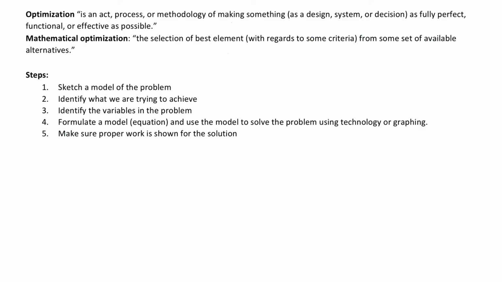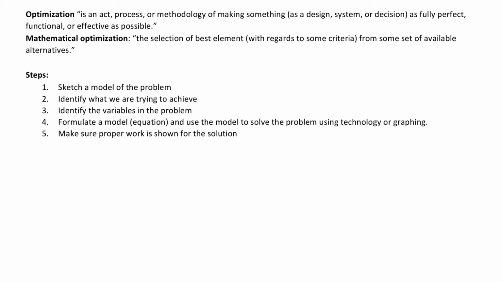So we kind of started with the example. What is optimization? Optimization is an act, process, or methodology of making something, such as a design, system, or decision, as fully perfect, functional, or effective as possible. So in our case, we had the volume, and we wanted to make it fully perfect. In our case, to make it fully perfect, we needed to maximize it, and that was it. And this is the definition by Merriam-Webster Dictionary.